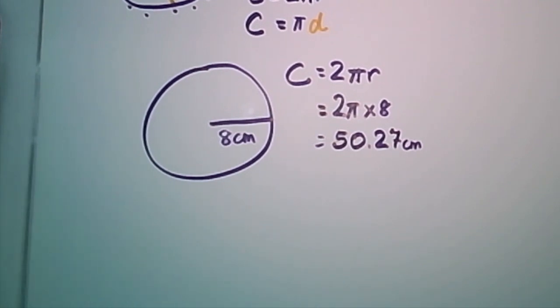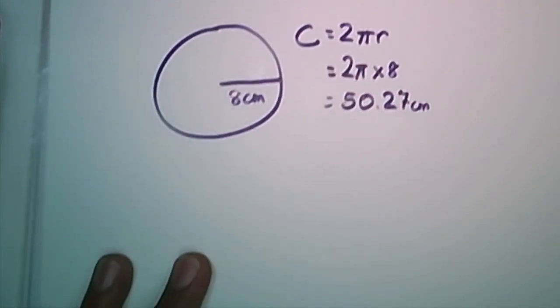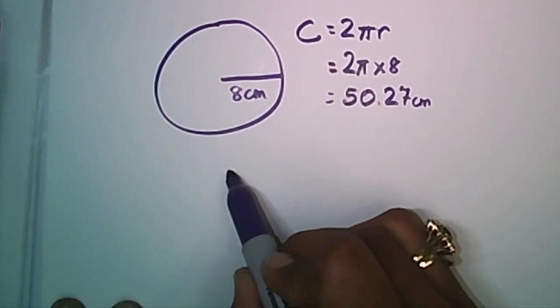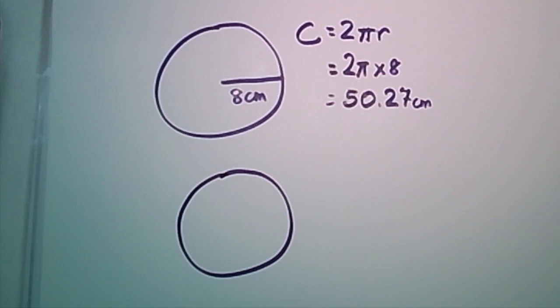But what if I gave you a piece of a circle? What if I didn't give you a whole circle and I say to you, well, this is a whole circle, but I don't want to know the circumference of the whole circle.